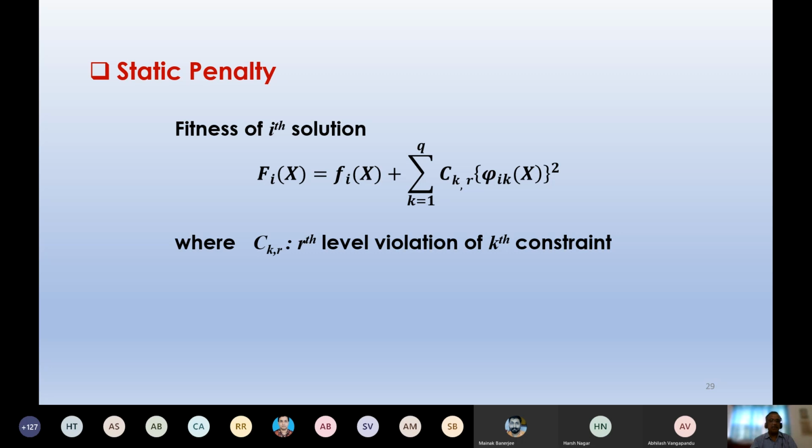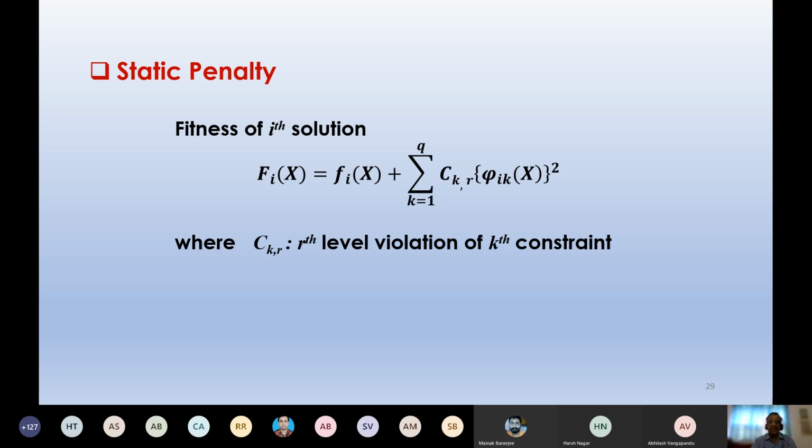Now let me concentrate on the concept of the static penalty. Supposing that I'm solving one minimization problem. Now the modified fitness of the ith solution, that is capital Fi(X), is nothing but small fi(X) plus summation k equals 1 to q of C_kr, multiplied by phi ik(X) squared. This I've already explained, why I put the square. I'm going to explain C_kr in much more detail because this is very important.